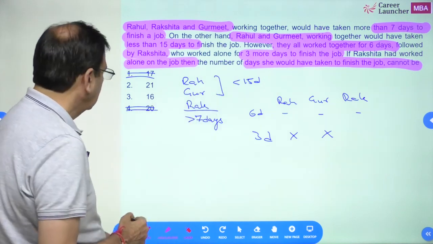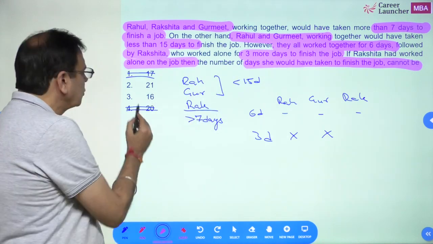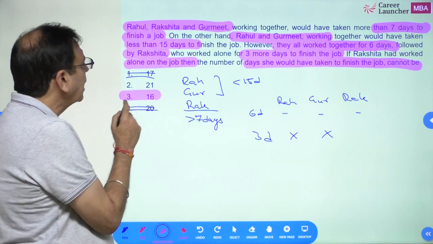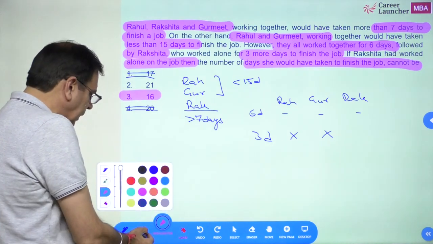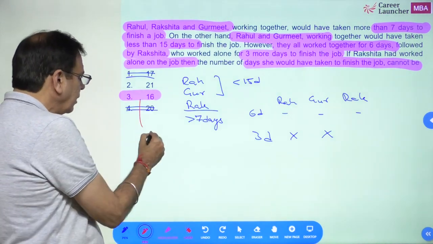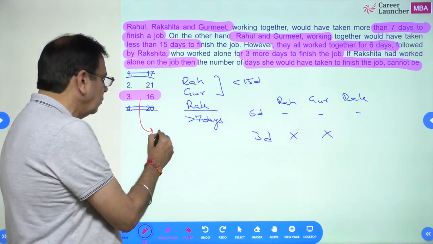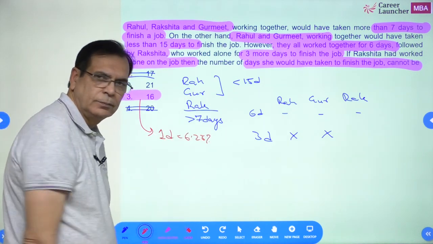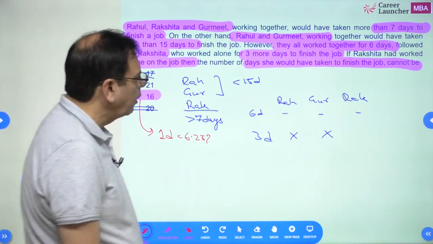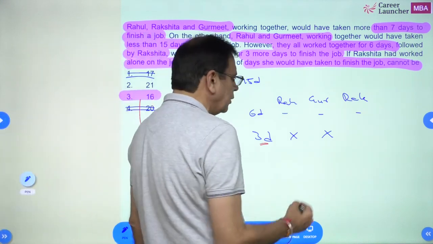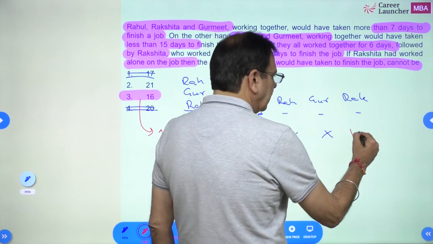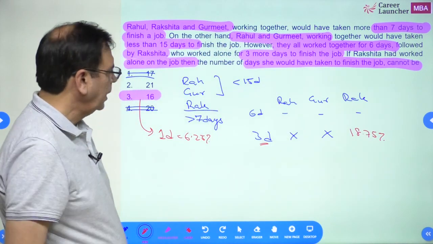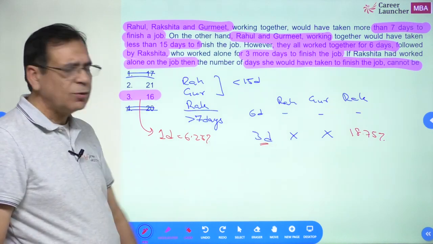Okay, चलो देखते हैं. Now, as I said, I want to first check this answer choice 16. If Rakshita can alone finish the job in 16 days, in 1 day she will do 6.25% of the work. If she'll do 6.25% of the work in 1 day, how much will she do in 3 days? She'll do 18.75% of the work in 3 days.